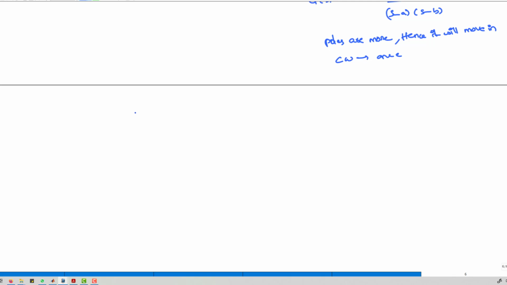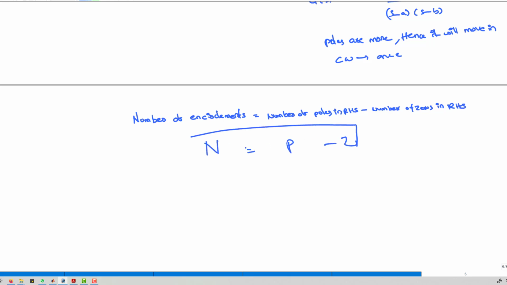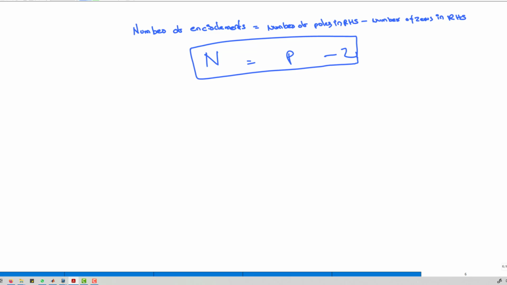Now we'll see the number of encirclements is equal to P minus Z, where P is the number of poles in the right hand side of the S plane and Z is the number of zeros in the right hand side of the S plane. You can observe carefully, both are there in the right hand side. That means our intention is to find out how many poles and how many zeros are there in the right hand side of the S plane, so that we can tell whether it is a stable system or unstable system. The number of times it will encircle the origin: if there are zeros, it will go clockwise. If there are poles, it will go in anti-clockwise direction.